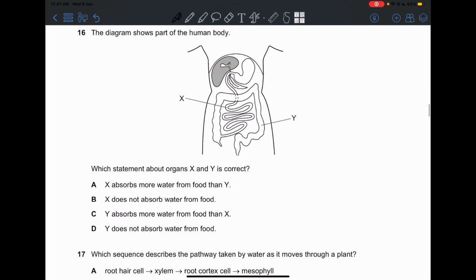Now 16, the diagram shows part of the human body. Which statements about organ X and Y is correct? A is saying that X absorbs more water from food than Y. Now we know that Y is the large intestine and X is actually the small intestine. So we know most water absorption takes place in the small intestine, not the large. The large intestine is just for excess water that wasn't absorbed in the small intestine. So A says X absorbs more water from food than Y, which is actually correct. So that's going to be our answer.